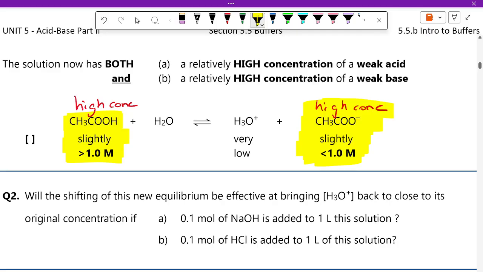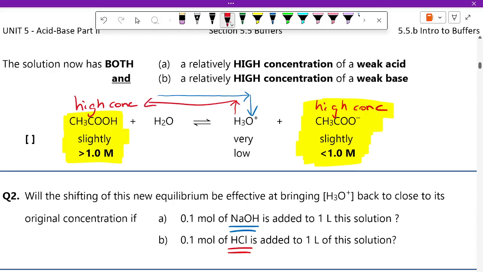Will this new equilibrium be effective at bringing H3O plus back to close to its original concentration if we add NaOH? If we add NaOH, what happens? The hydroxide reacts with the hydronium and it shifts to the right. Okay, what if we add some HCl? This is going to go up and then it's going to shift to the left.